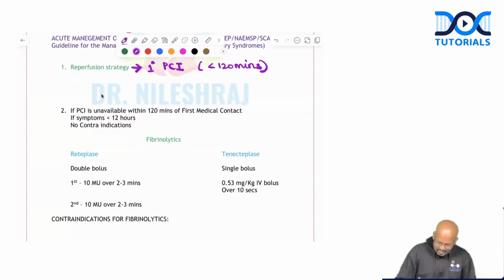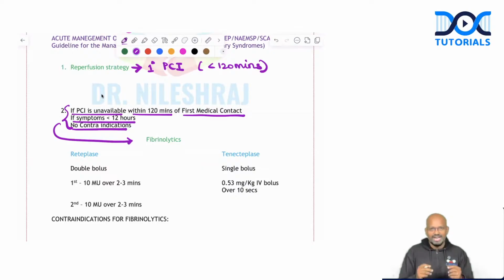But what if the percutaneous intervention is unavailable within 120 minutes of first medical contact? If it is unavailable within 120 minutes from the first medical contact, or if the symptoms are less than 12 hours, symptoms are there but it's not been long enough, or if there are no contraindications, in all of these cases we can opt for fibrinolytic agents.